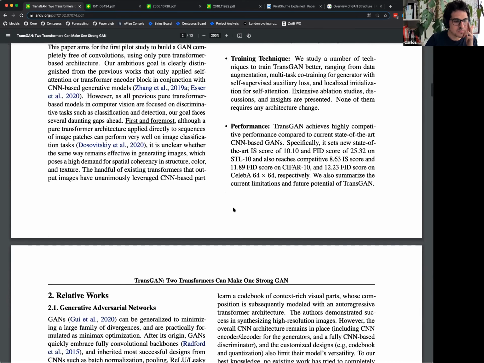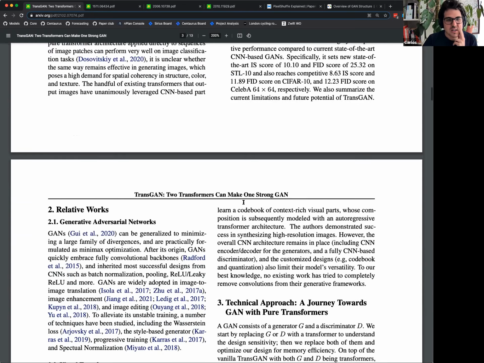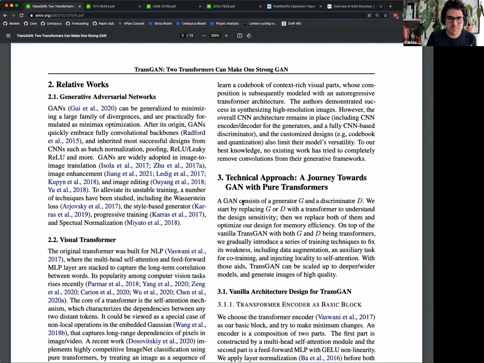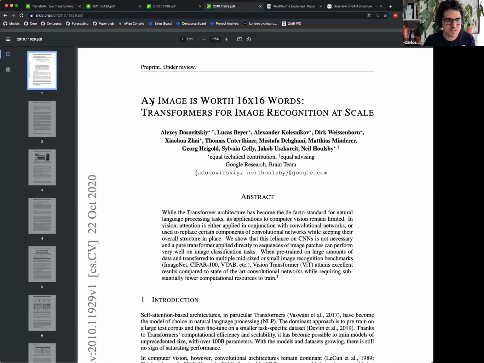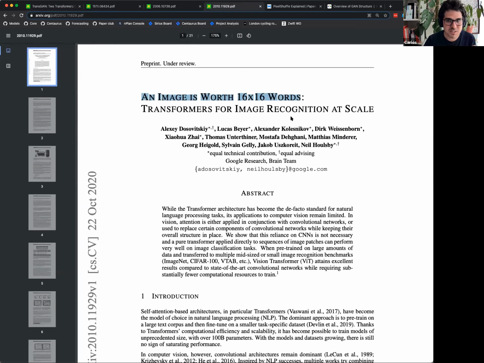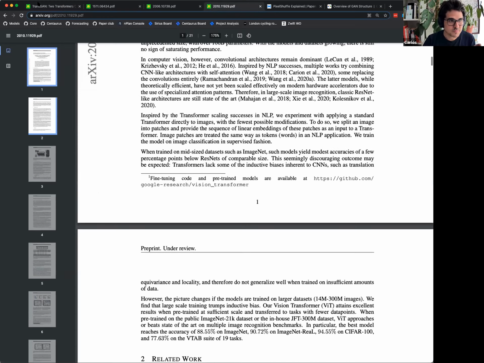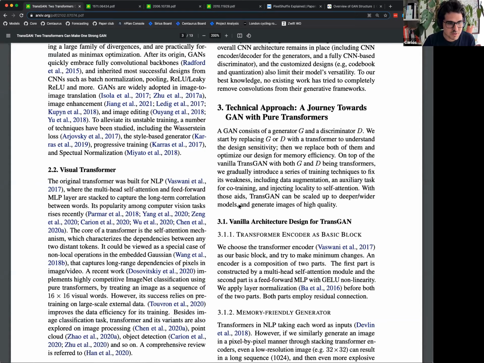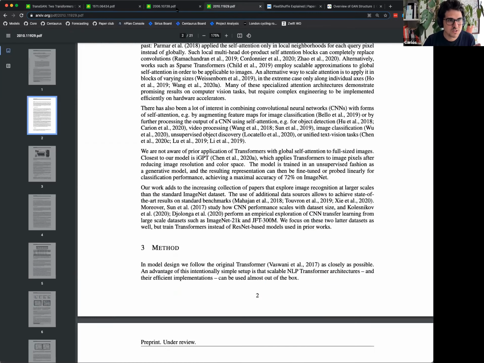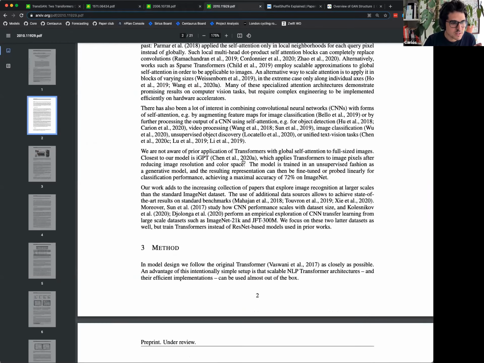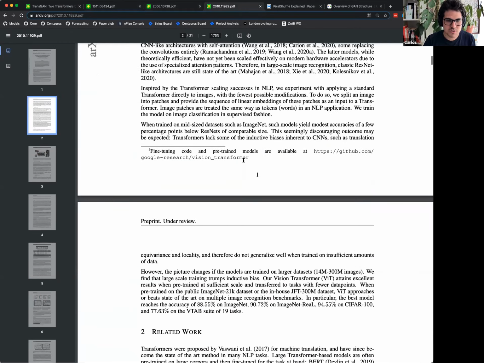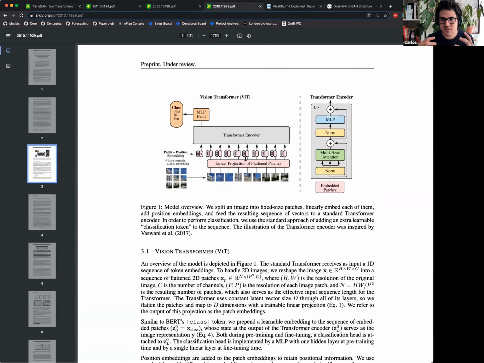Okay, cool. So like I said, the main motivation for this paper comes from the vision transformer, so this is the vision transformer. An image is worth 16 by 16 words, and we can go back to the paper. So what the vision transformer does is it deals with the high dimensionality of images.